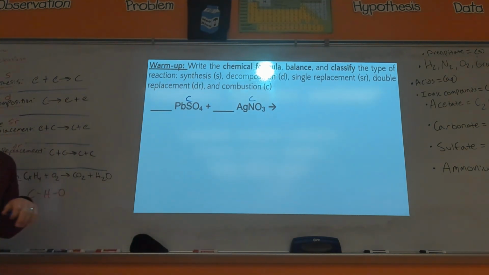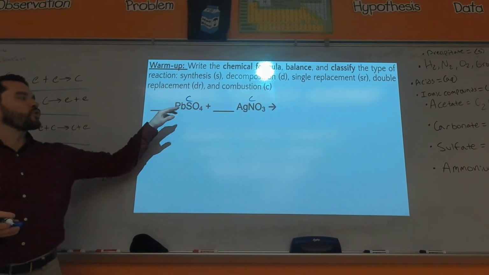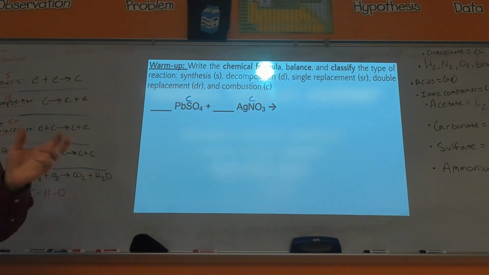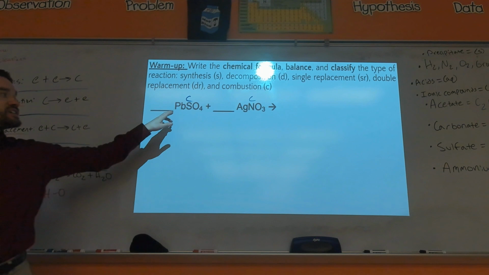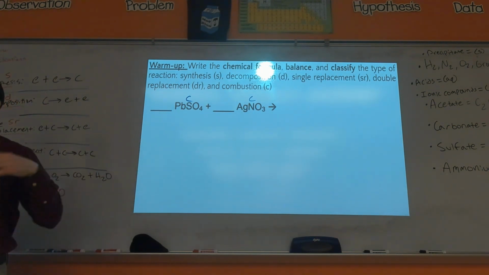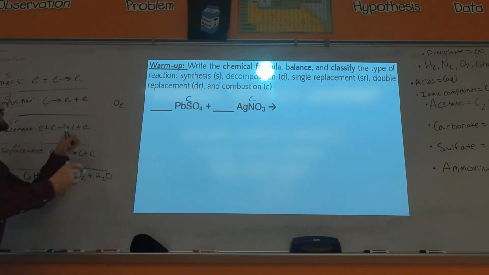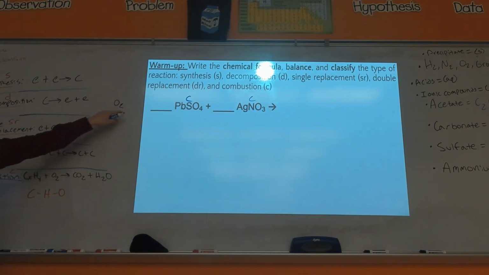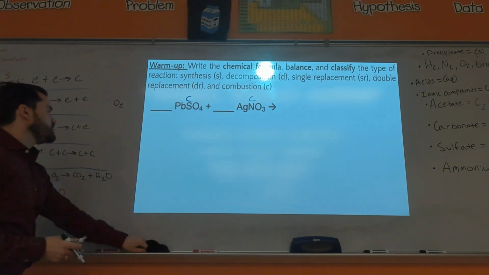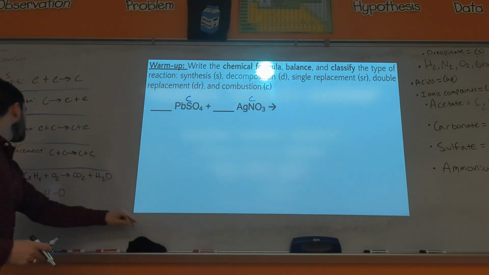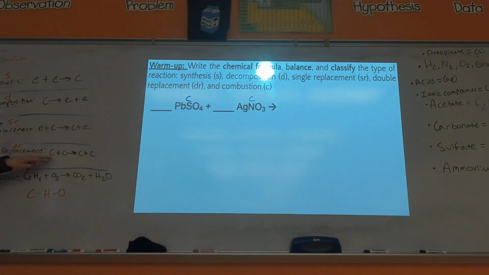Remember, a compound is when you have two or more different elements, different kinds of atoms together. So if you see two or more different kinds of symbols, that's a compound. Whereas if you see something like O2, that's still an element. It's just a diatomic element. Okay, so we got a compound plus a compound. So that is a double replacement. In double replacement, compound plus compound leads to two different compounds.